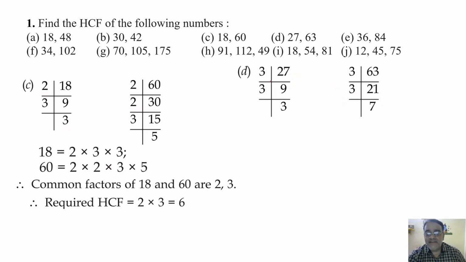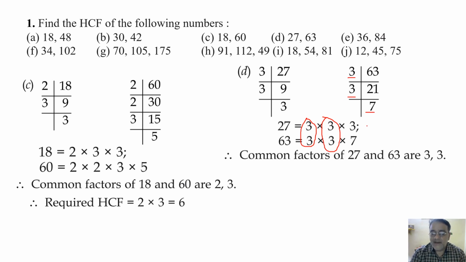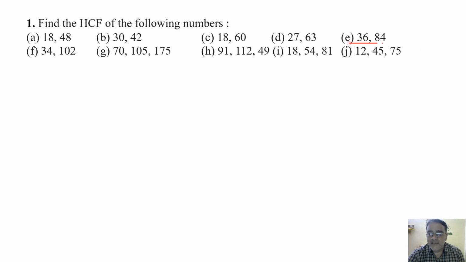So 27 we can write as 3 into 3 into 3, and 63 we can write as 3 into 3 into 7. Now we have to find the common factors. 3 and 3. So the common factors of these two numbers are 3 and 3. So the required HCF is 3 into 3, that is 9. Right. So now we'll move towards the next bit, that is E bit.